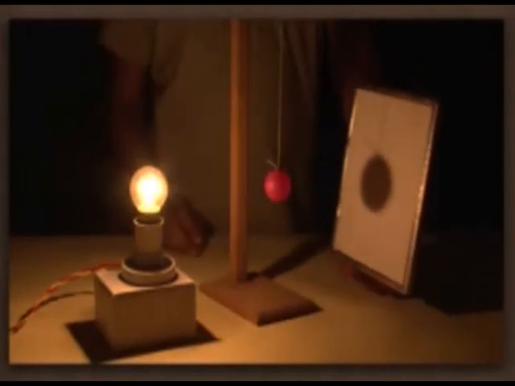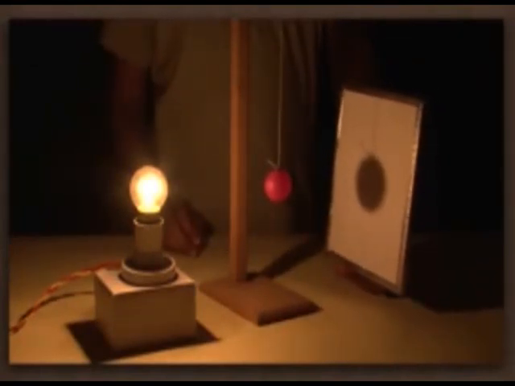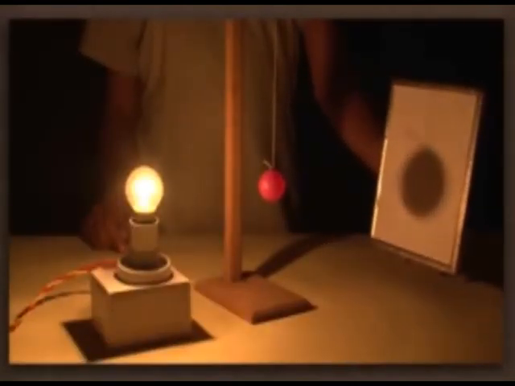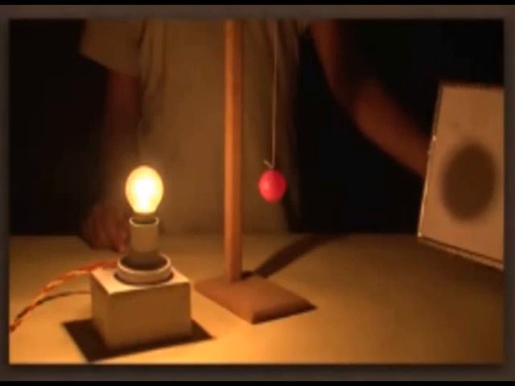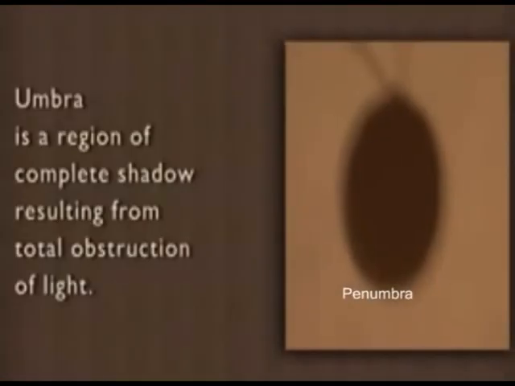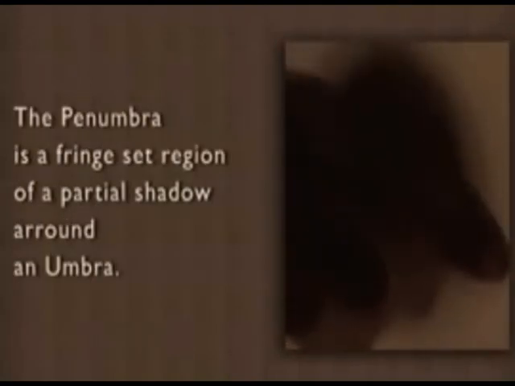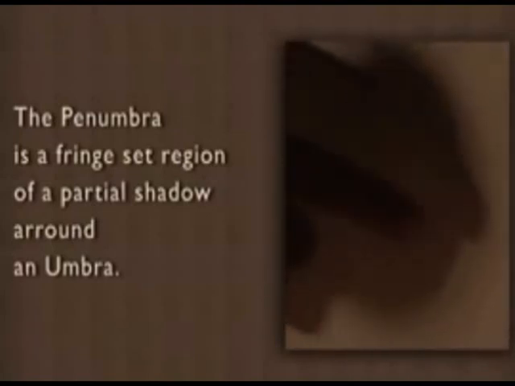When the screen is very close to the ball, the shadow will be very sharp and we can't spot any variations, only a dark shadow, which is called the umbra. Now, moving the screen away from the ball, you find that the size of the shadow increases, but the shadow is more diffused and we can see lighter regions surrounding the middle dark region. This lighter region is called the penumbra. Umbra is the region of complete shadow resulting from total obstruction of light, while the penumbra is the fringe region of partial shadow around the umbra.